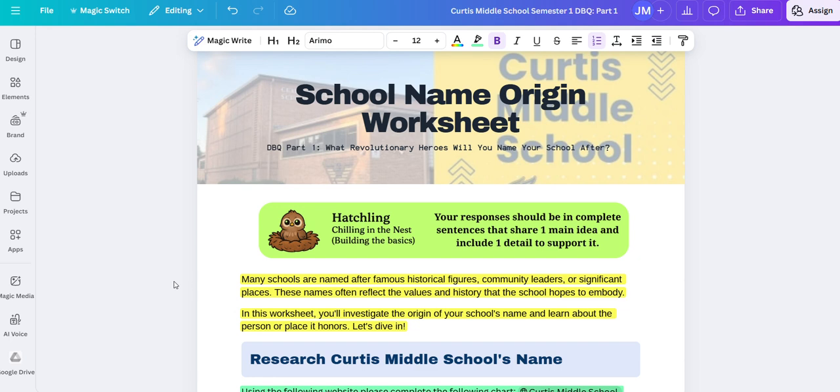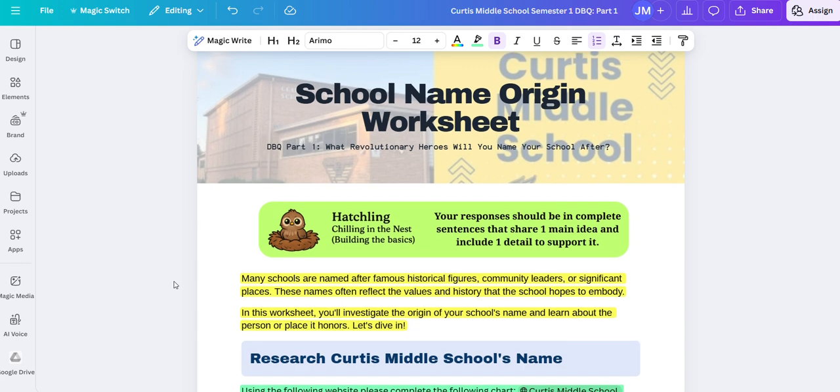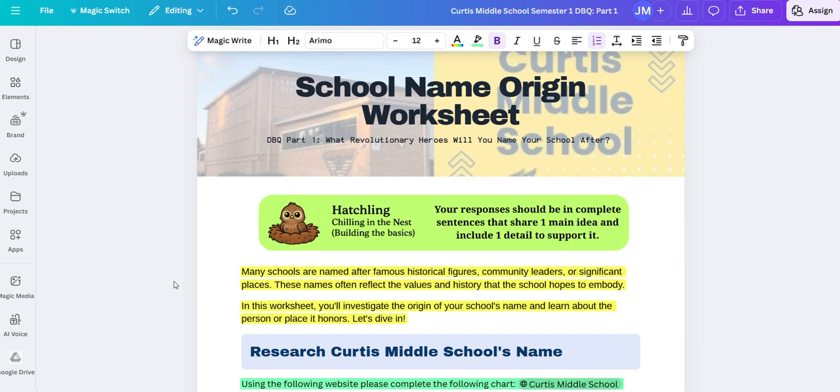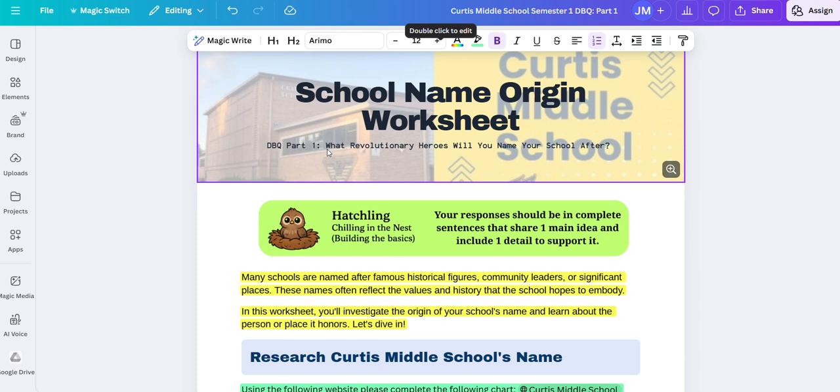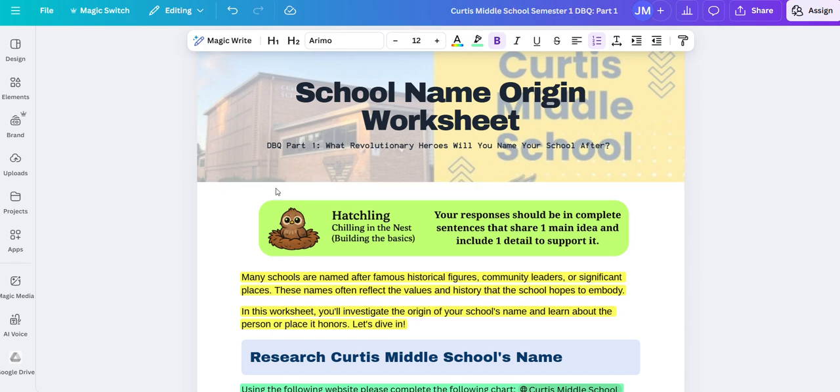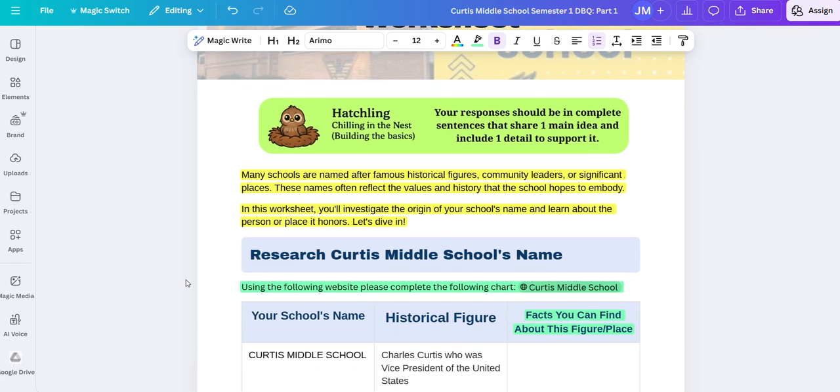This is the basic building blocks that you need to learn for part 2, part 3, and part 4 of the DBQ. So please make sure you are working on this. Overall, the question we will be answering is, what revolutionary heroes will you name your school after? So the first part is in yellow. Remember, yellow means instructions or directions.